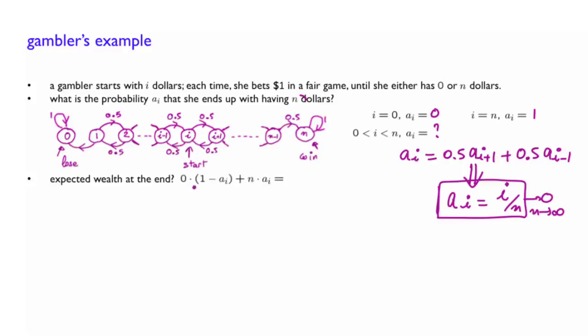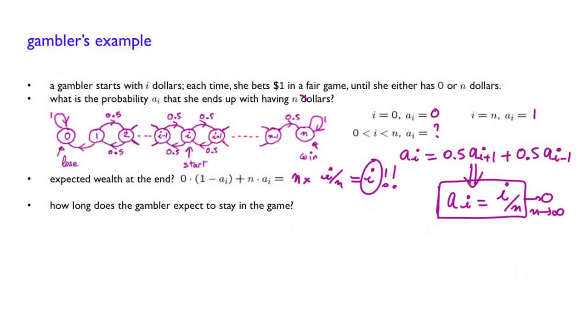So it's going to be that expression, 0 times 1 minus A of I, plus n times A of I. And here what we then get is n times I over n, which is I. Which is quite interesting. This is exactly how you started. So in some sense, in expectation, there is no free lunch here.